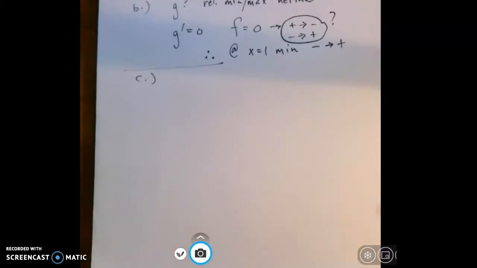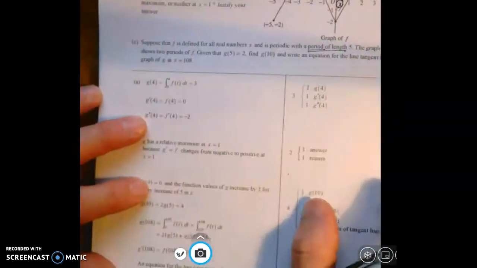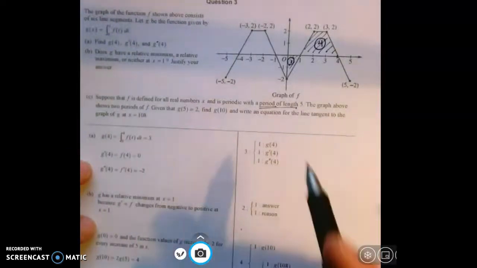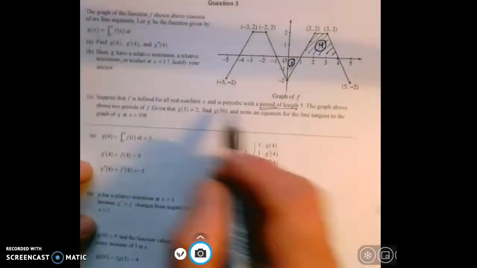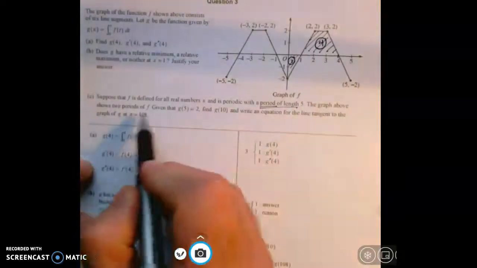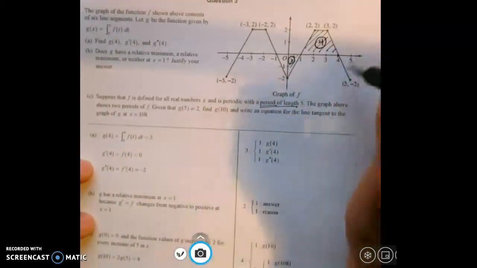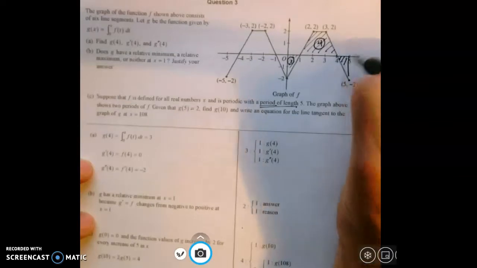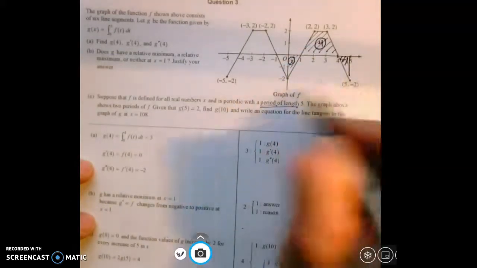Okay, so part C is pretty tricky. Suppose that f is defined for all real numbers x with a period length of 5, which means that this is a periodic graph, just like your sine cosine graph. If you look at this graph, you have two periods here. It goes up, over, down, and so on. So this repeats every 5. The graph above shows 2 periods. Given that g of 5 is 2, that's from 0 to 5 all the way, because remember this is also -1. So if I go from 0 to 5, I get -1, +4, -1, so a total of 2.